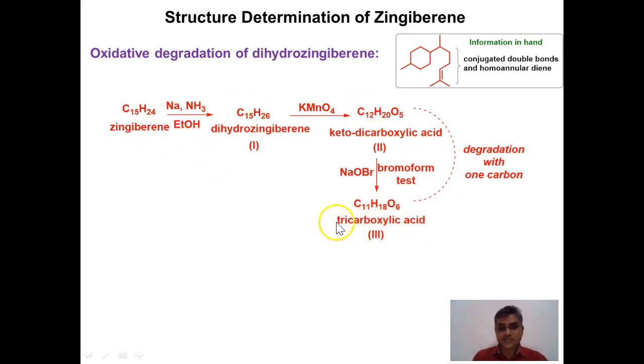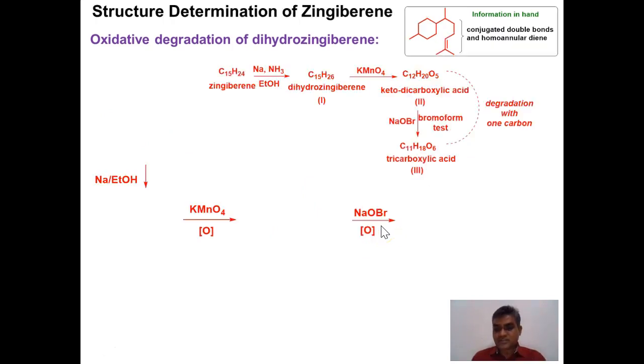Now in this experiment, if we get the structure of this tricarboxylic acid, from the keto dicarboxylic acid, then one can reach the structure of gingiberine very easily. Now let us focus on this. Let us focus on this tricarboxylic acid.